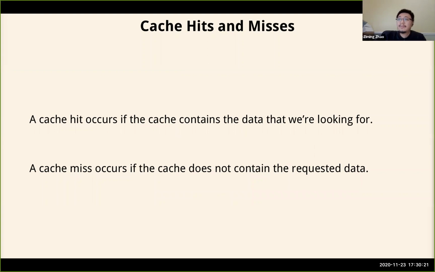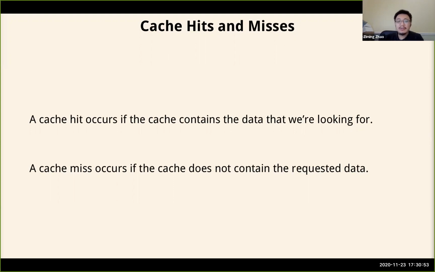So there are two important concepts related to cache. One is called cache hit, another is called cache miss. A cache hit means that the cache contains the data the CPU is looking for, so the CPU doesn't have to ask for data from the main memory. The cache has it. That's called a cache hit.